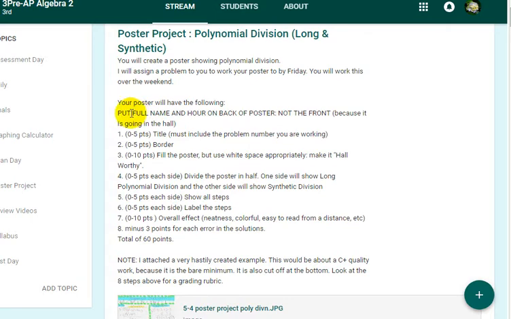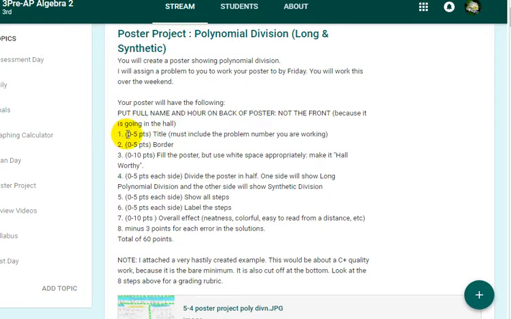So on the back, I want you to put your name and hour on the back of the poster, not the front, because we're going to hang it in the hallways, and it'll be out there for quite a while next year. We don't want our names on the front. Okay, just make it the same for everyone. Put your first and last name. I'm going to have 100 of these things to grade, so both names and your hour.